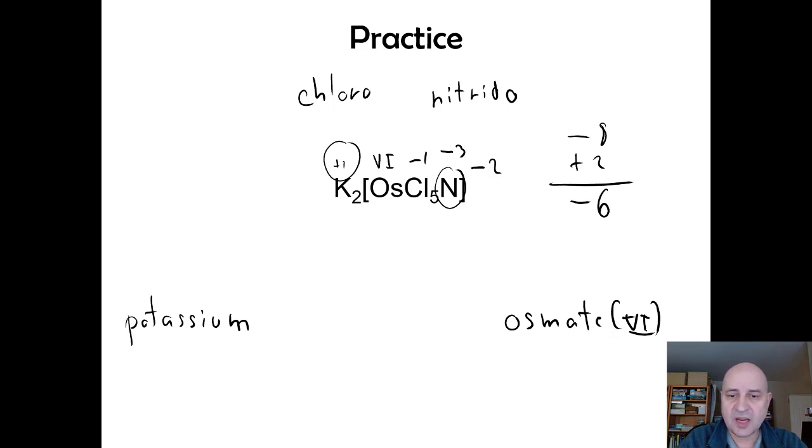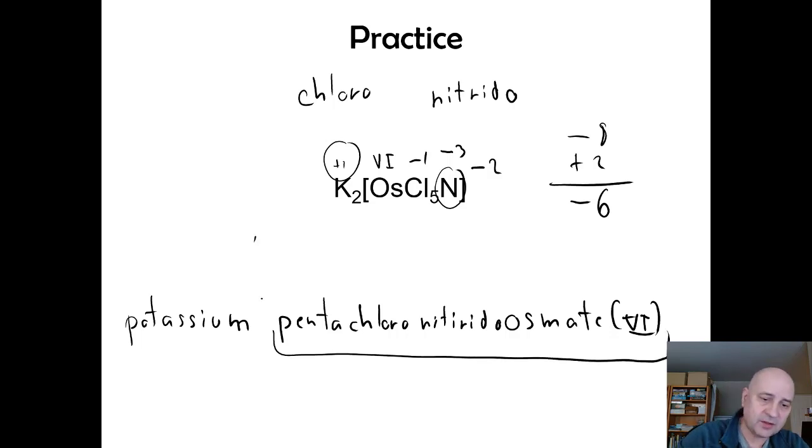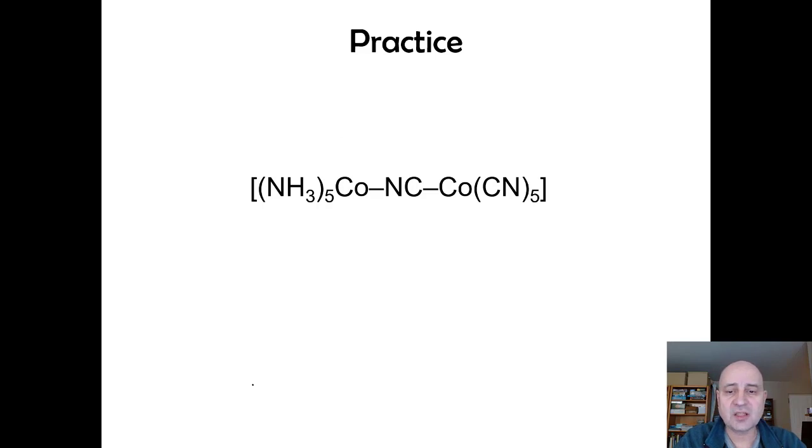And so now we can just name it. So the chloros are first, so space pentachloro nitrido osmate 6, and I lucked out here because this should all be one word, and there's a space here, and that is that. Moving on to the next one, this is a bridging ligand.